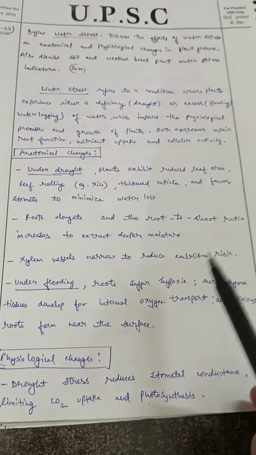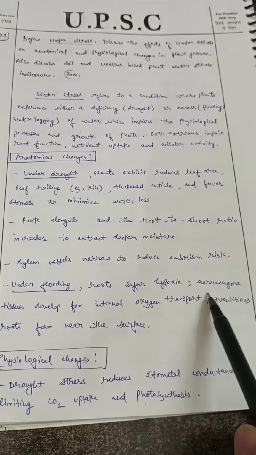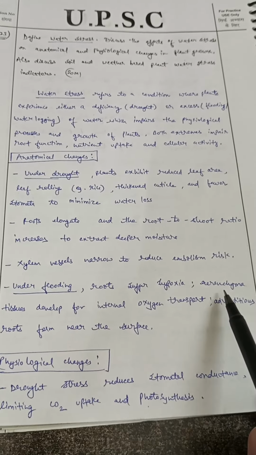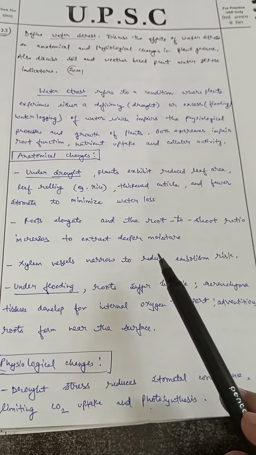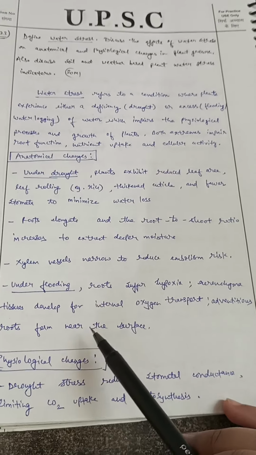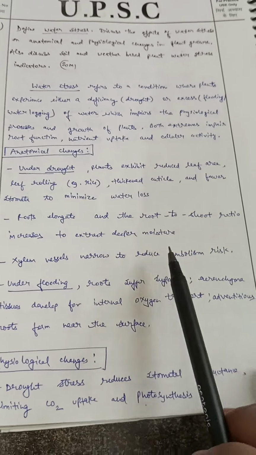Embolism is air bubbles. Under flooding, the roots suffer hypoxia, that is absence of oxygen. Parenchyma tissues develop for internal oxygen transport. These parenchyma tissues take oxygen from the outside environment for internal oxygen transport, and adventitious roots form near the surface. So these are the anatomical changes that occur during water stress conditions.